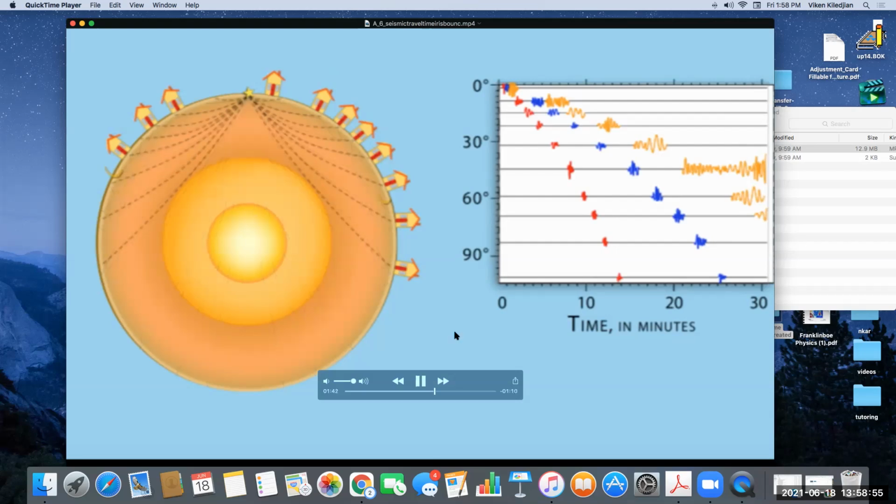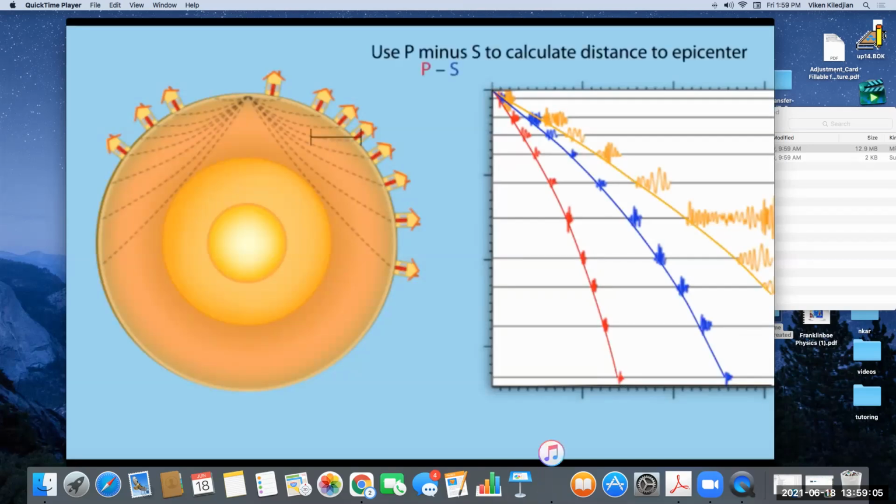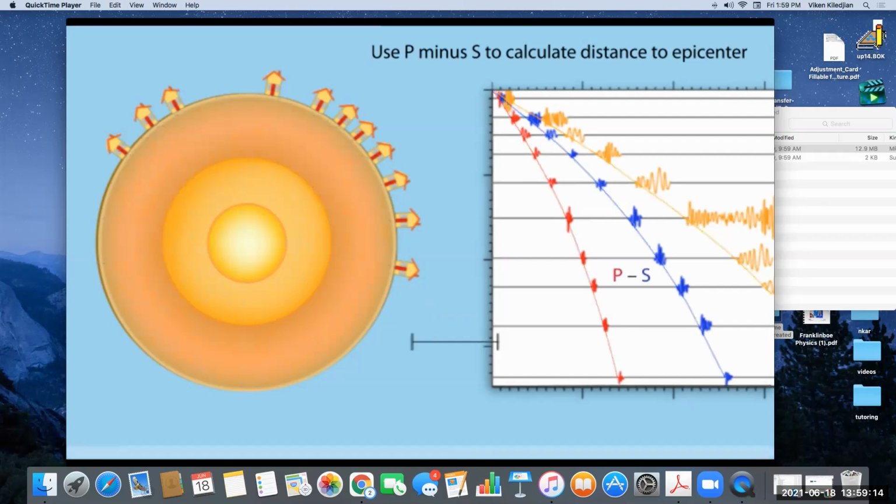Connecting the waves through the stack of seismograms creates the travel time curves that can be used to locate earthquakes. Simply stated, the time difference between the arrival of the P wave and the arrival of the S wave can be used to measure the distance from the seismometer to the epicenter.